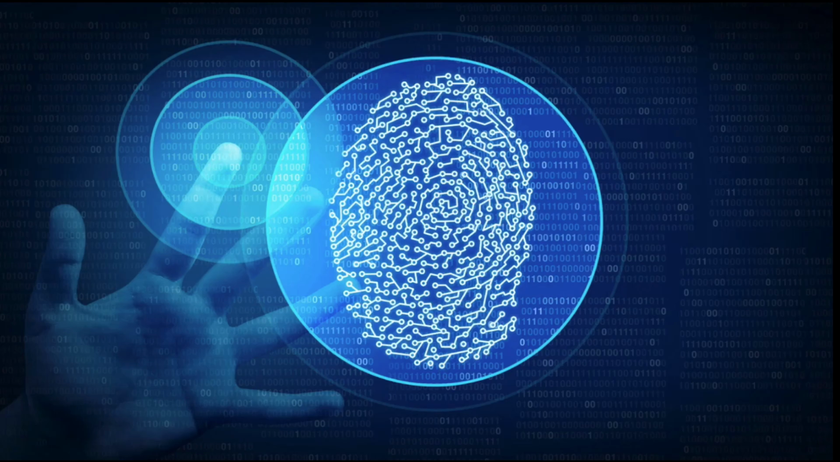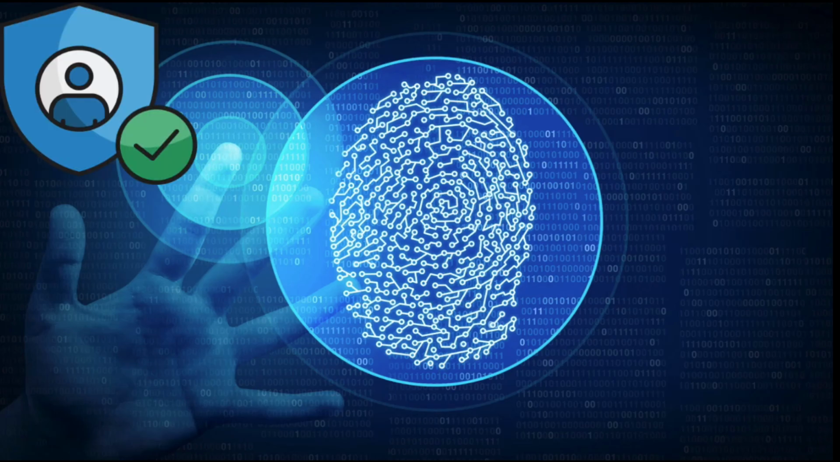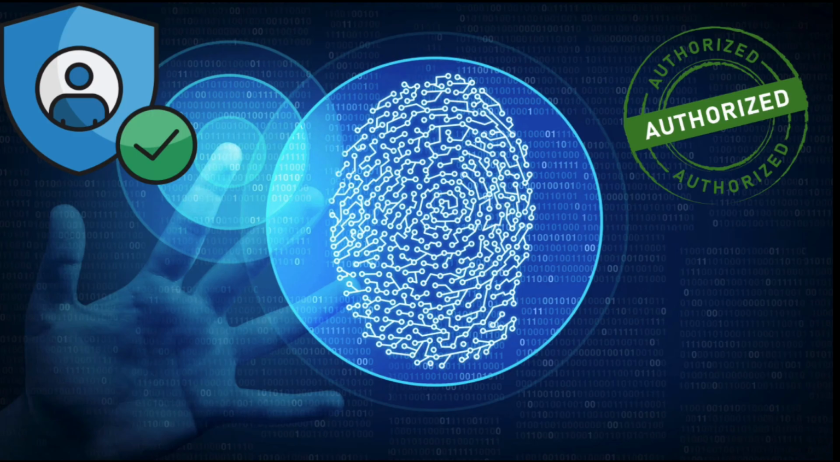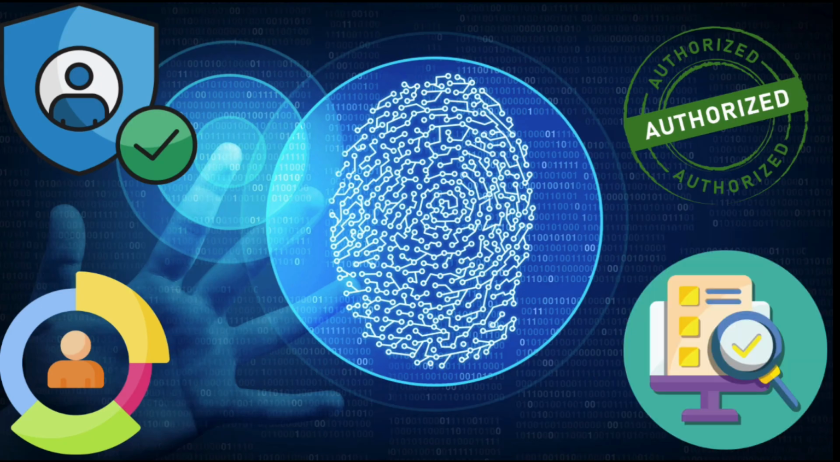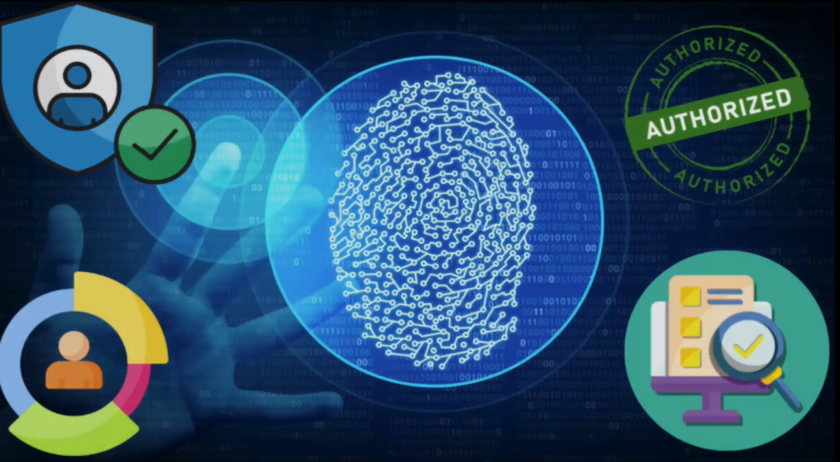IdAM has 4 key components, namely authentication, verify the identity of the user; authorization, grant permission to the user based on his role; user lifecycle management, creation of a user, removal or deletion of a user if he left the organization; and compliance auditing, ensuring adherence to compliance like HIPAA, GDPR, and SOX by automating and reporting access reviews.